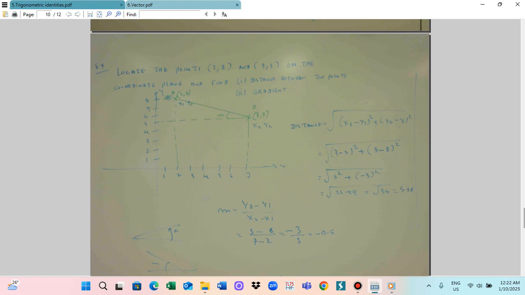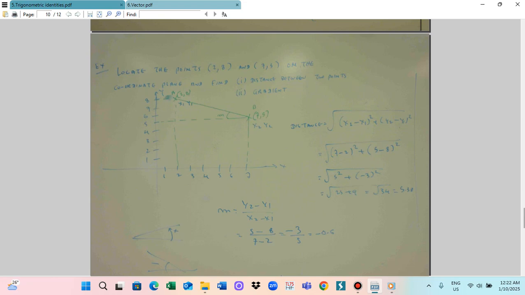Okay, so for distance, you can use the equation. The formula to calculate the distance is: distance is equal to the square root of (h2 minus h1) squared plus (y2 minus y1) squared. So we substitute here.